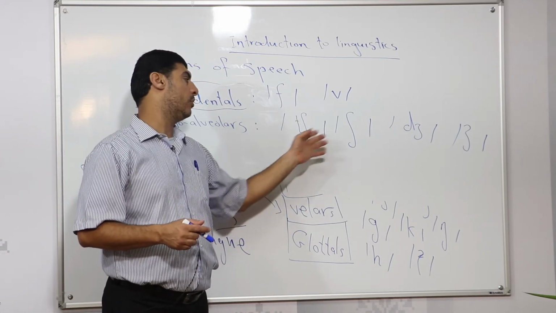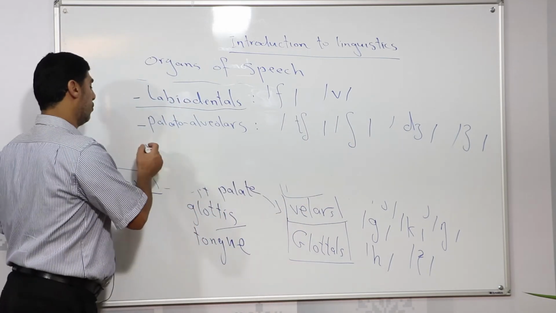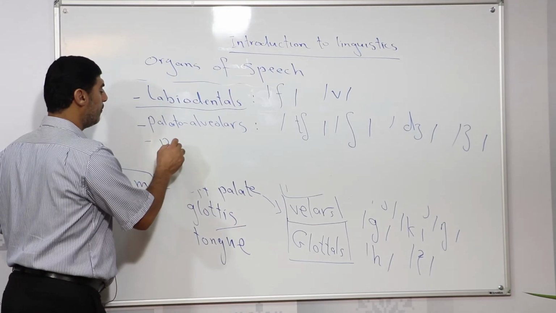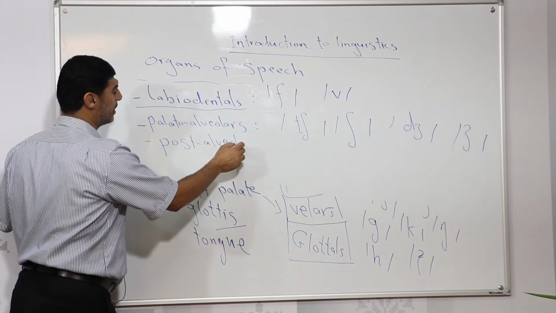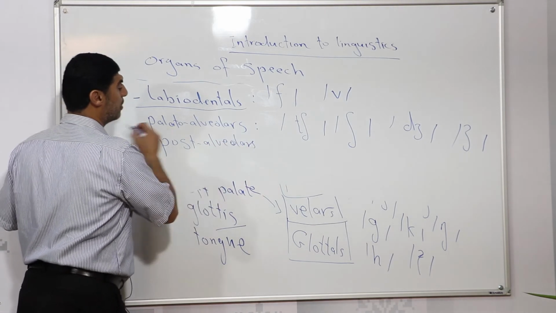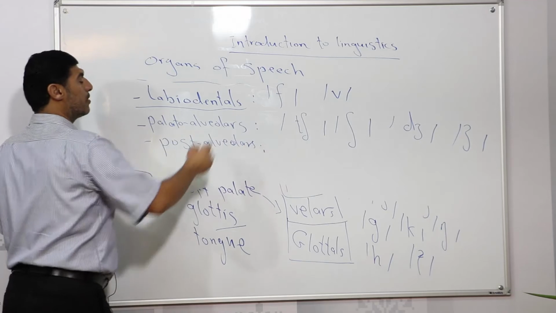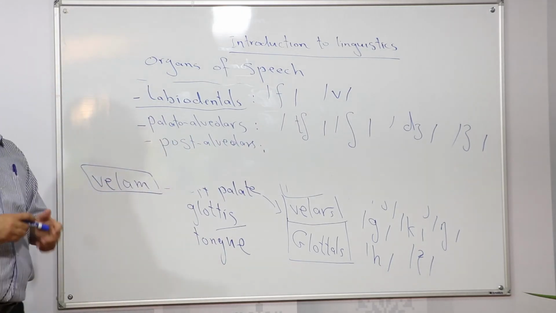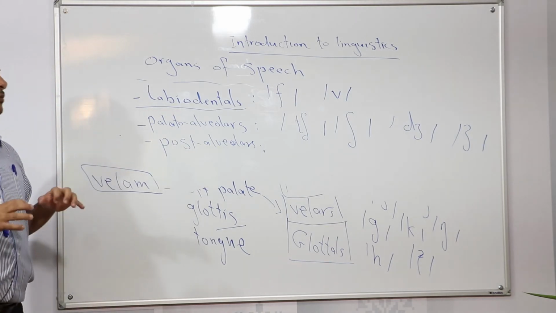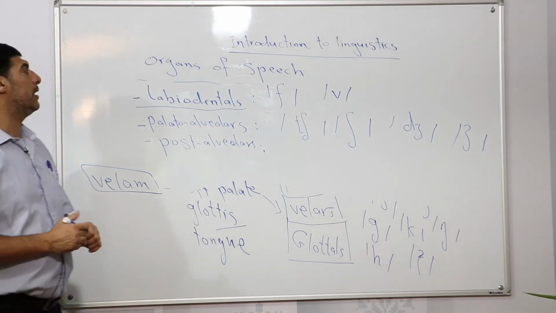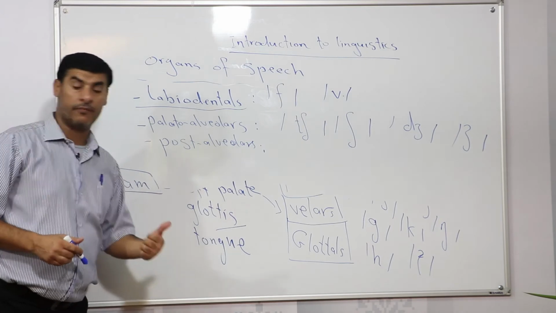Some people call them post alveolars. Post alveolars, right? So it doesn't matter whether you call them palato alveolars or post alveolars. Okay. So we will have a quick revision regarding the place of articulation.